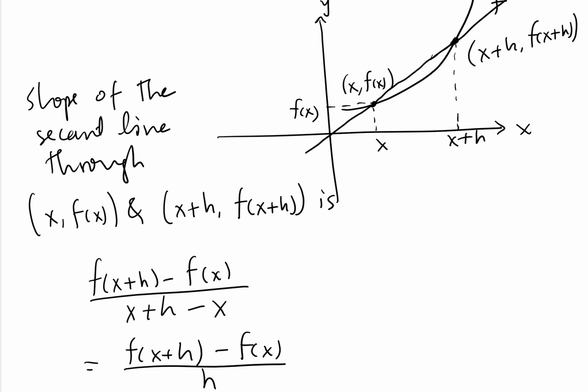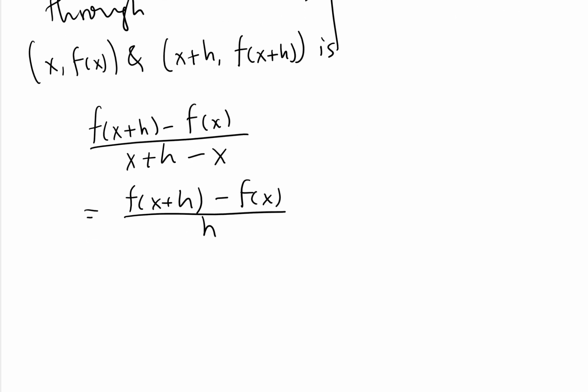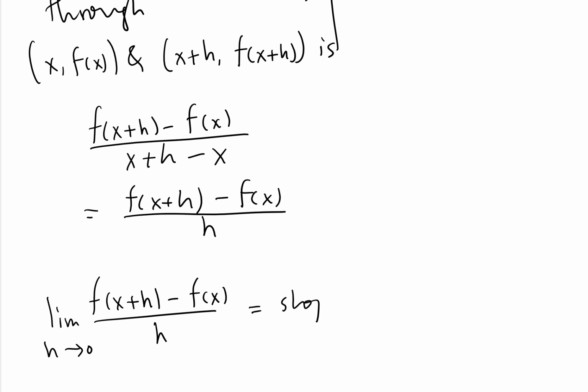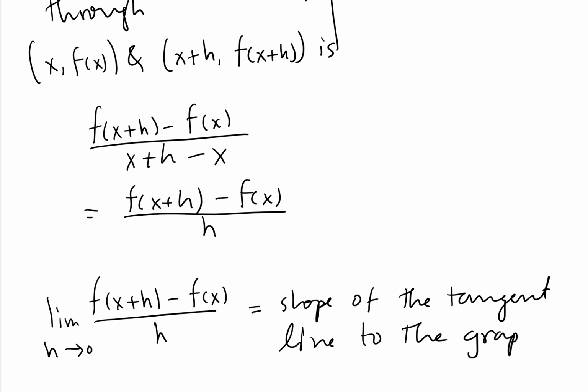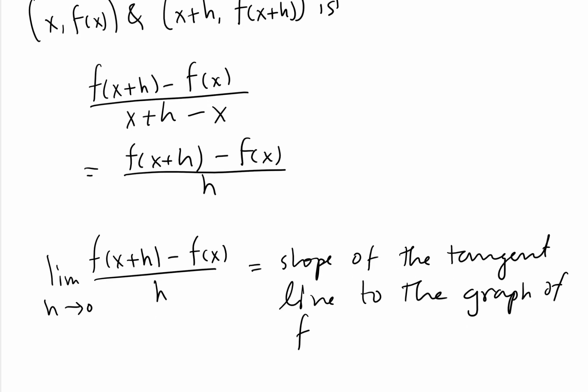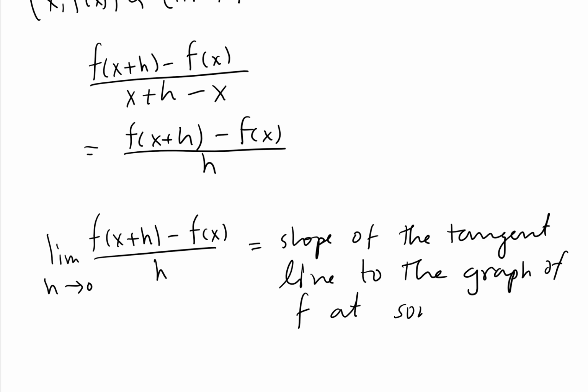Now for these two points to get very close to each other, I have to do something about h. What can we do about h? We can take the limit. This is called the difference quotient, we learned it before. If you take the limit as h approaches 0, as you make h go to 0, this gives us the slope of the tangent line to the graph of f at some given point.